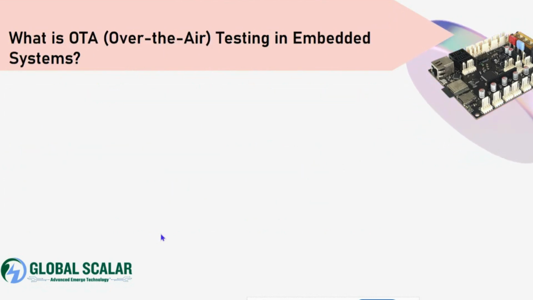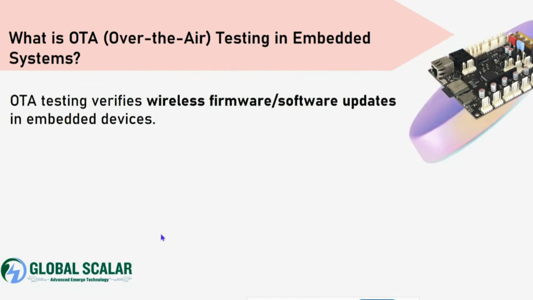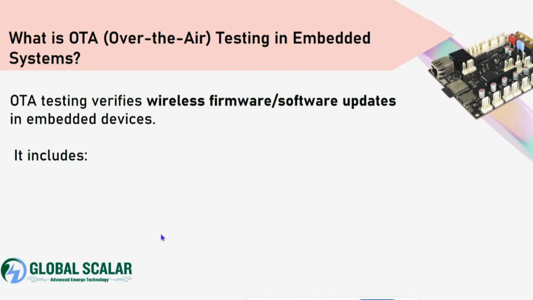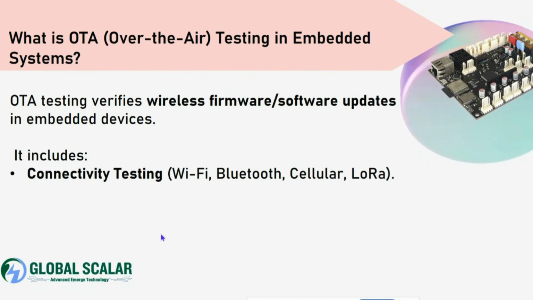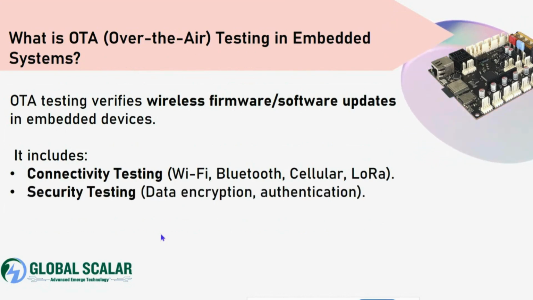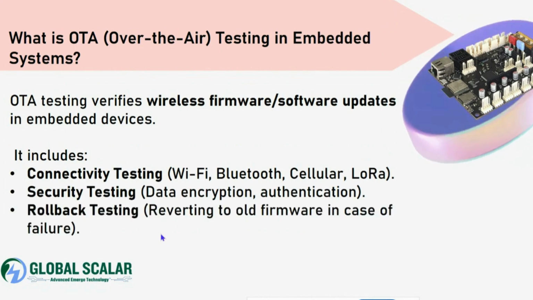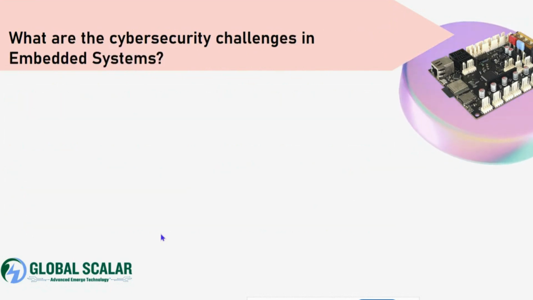What is OTA? How can you test it in an embedded system? OTA testing verifies wireless firmware and software updates in embedded devices. It includes connectivity testing over Wi-Fi, Bluetooth, cellular, or LoRa; security testing, including data encryption and authentication; and rollback testing, reverting to the old firmware in case of failure.